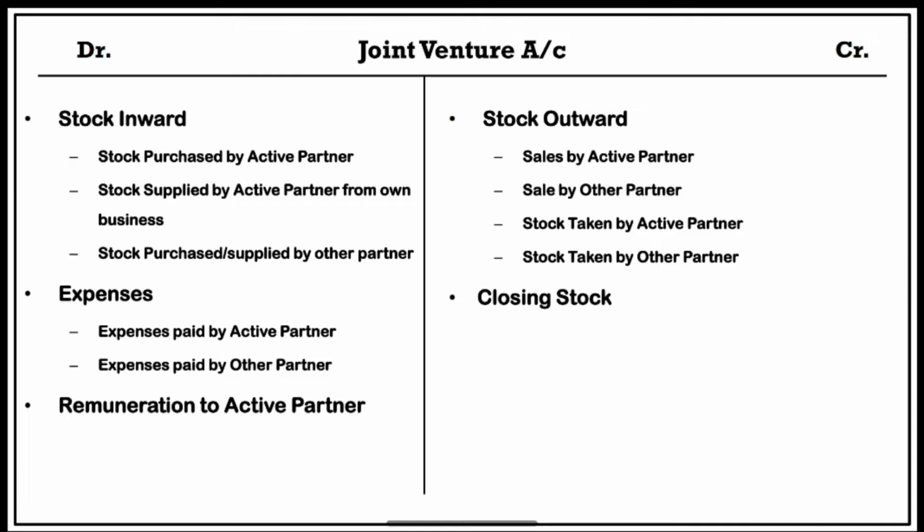On the other side, stock outward, sales by active partner, sales by other partner. Stock taken, so that are on credit side. Expenses are on debit side, either expenses paid by active partner or expenses paid by other partner, and any remuneration payable to active partner are transferred to debit side of joint venture account. So my dear student, this is the important account we need to prepare for this chapter.